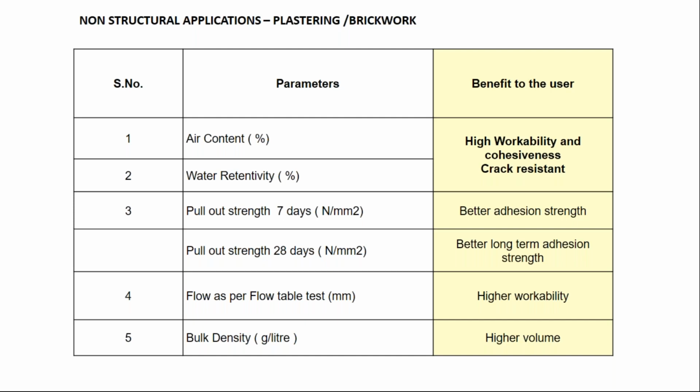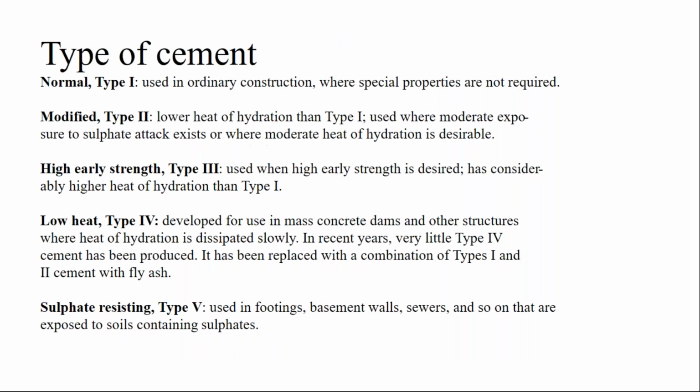And flow has to be higher, because if the flow is higher, if the water retentivity is there, if the air content is there, you will find that it has higher workability and is able to cover a larger area, thereby giving a higher coverage area. So basically, a product used for plastering has to spread over a larger area. That is where the parameters also have to be based on.